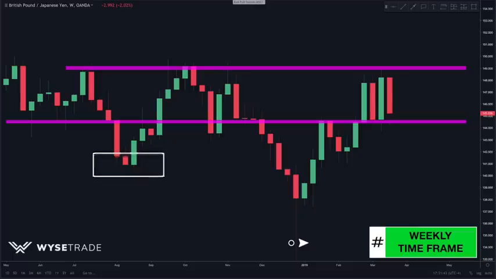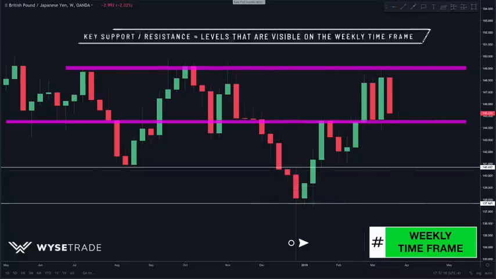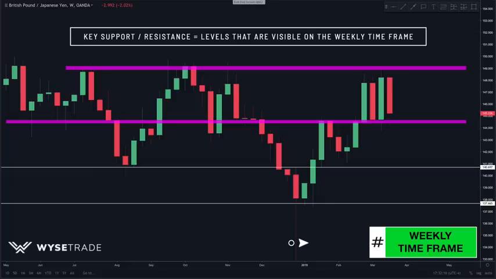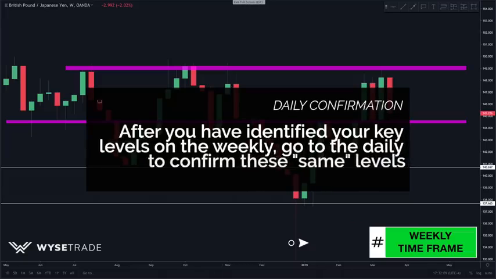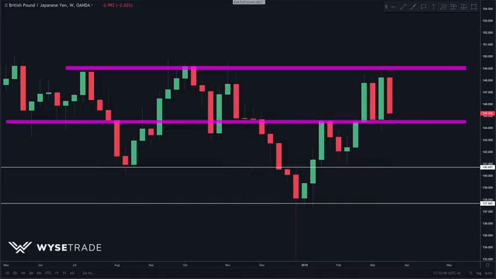Along the bottom, we have an obvious level here. And finally, another swing low down here. So these are all your key support and resistance levels, meaning the obvious levels that you can spot on the weekly time frame. And now we jump to the daily time frame to further confirm these levels.